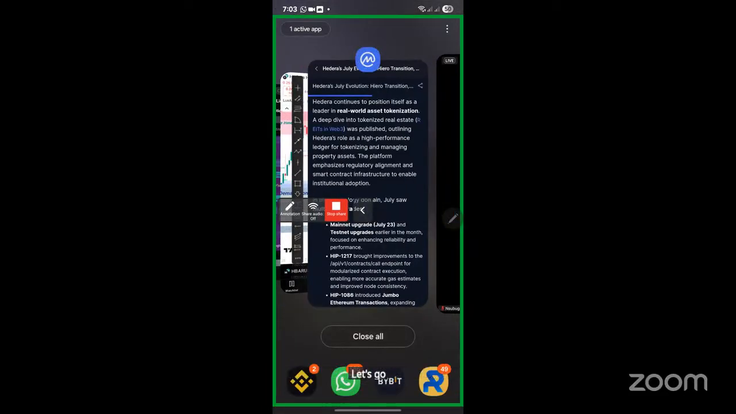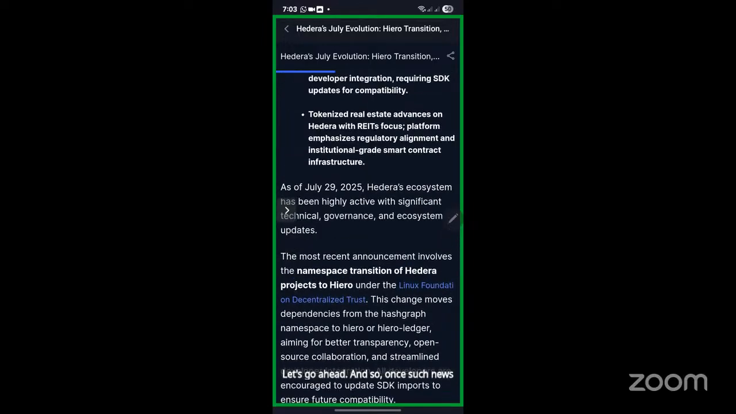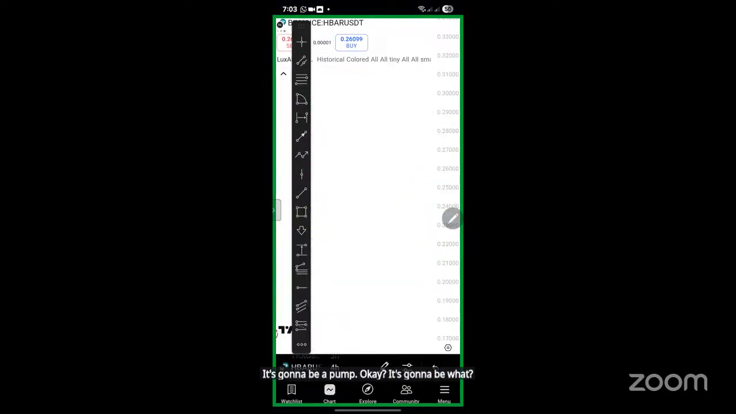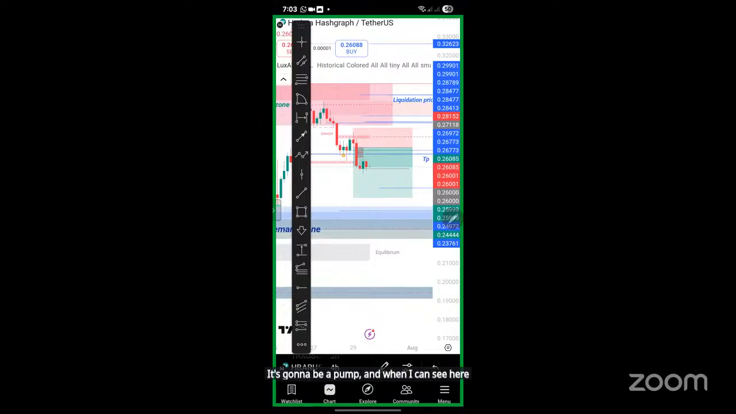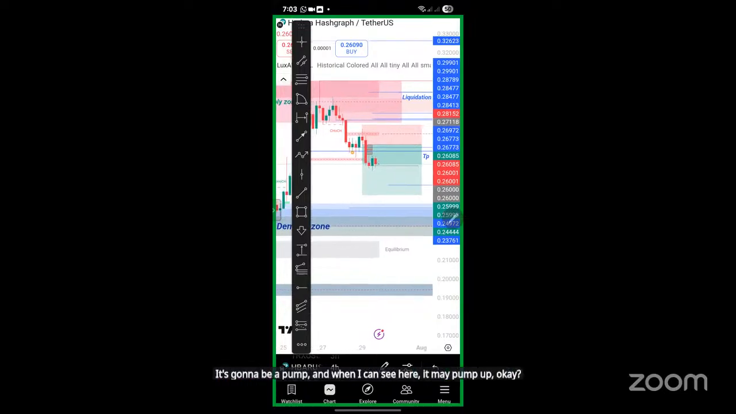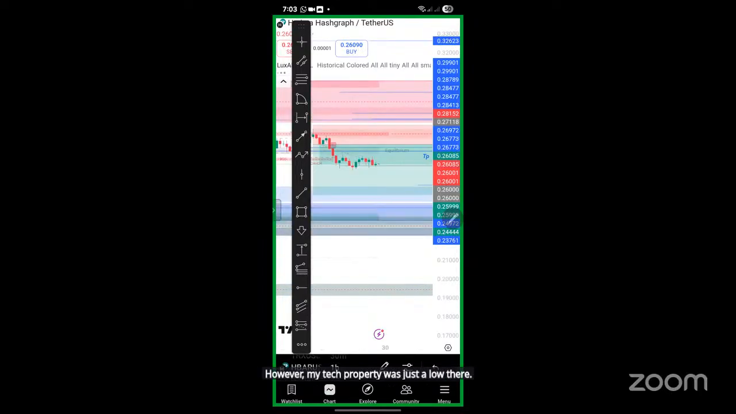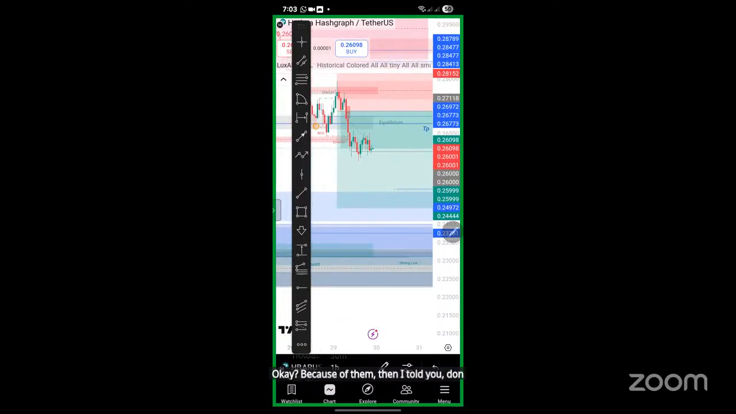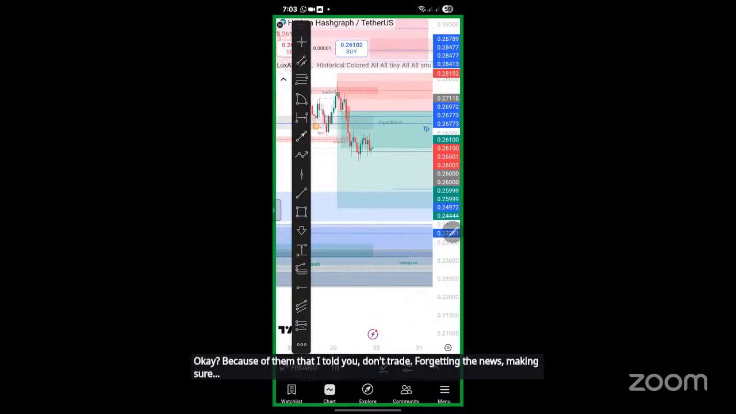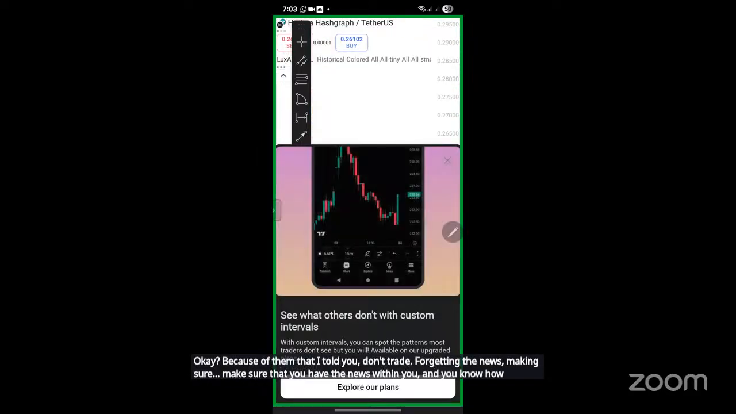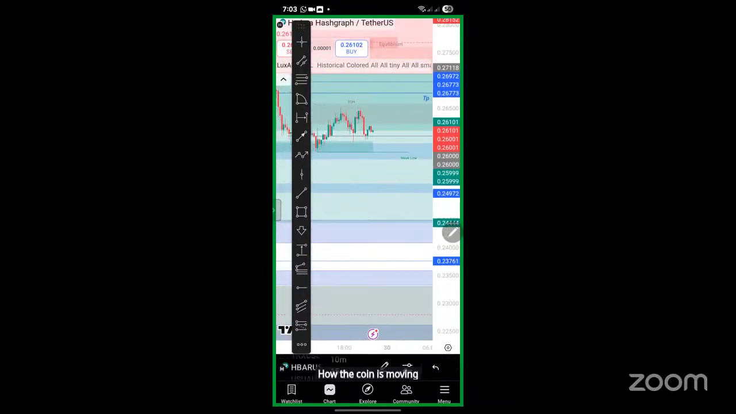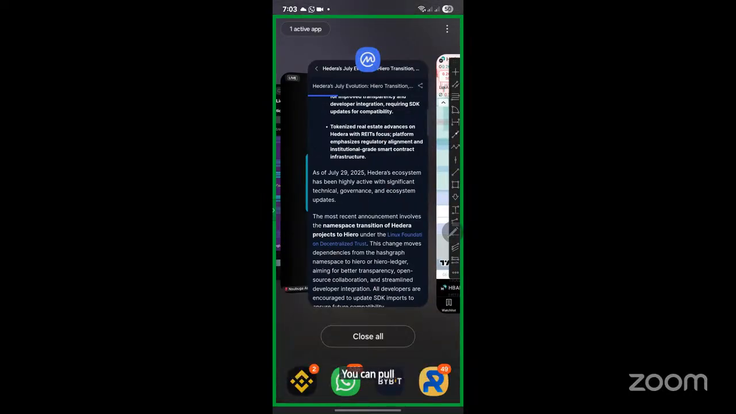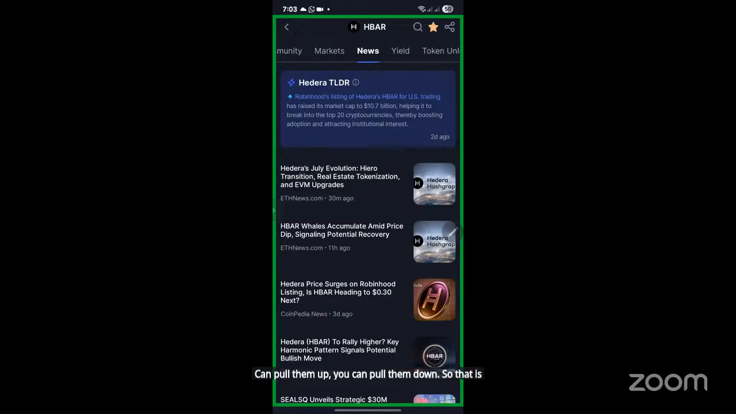Let's go ahead. Once such news comes in, it means it's going to be a pump, and as I can see here, it may pump up. However, my take profit was just a lot there. It can pump up because of the news, and I told you, don't trade forgetting the news. Make sure that you have the news within you and you know how the coin is trending, how the coin is moving. News always affects the prices. It can pull them up, it can pull them down.